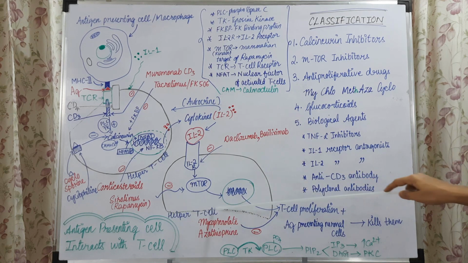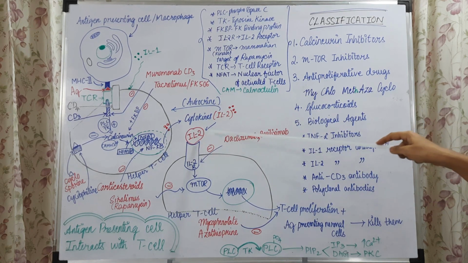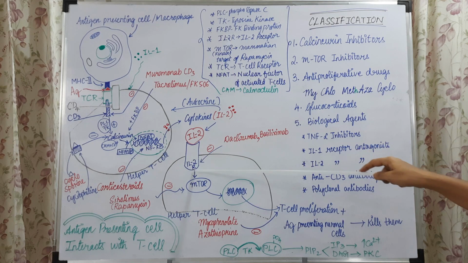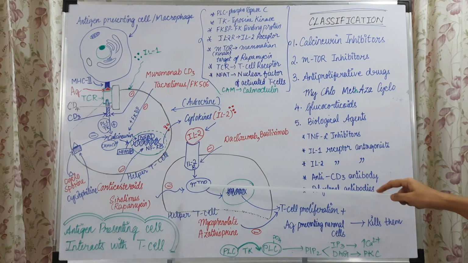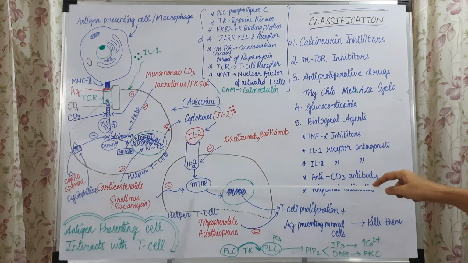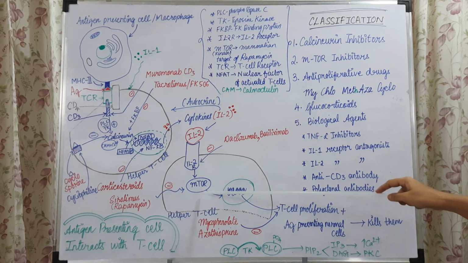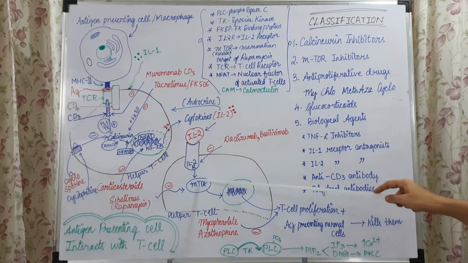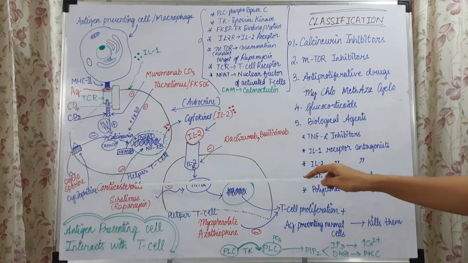This is the T helper, and now what is happening is there will be activation of the interleukin 2 receptor, which further goes and stimulates mTOR, which is a kinase. mTOR, the full form, is nothing but mammalian target of rapamycin. So it has got its name from the drug rapamycin or sirolimus.